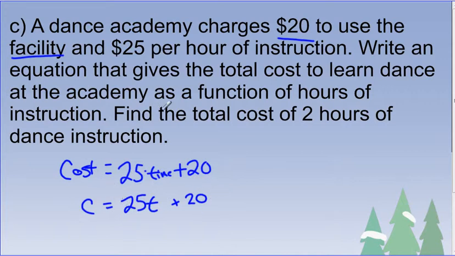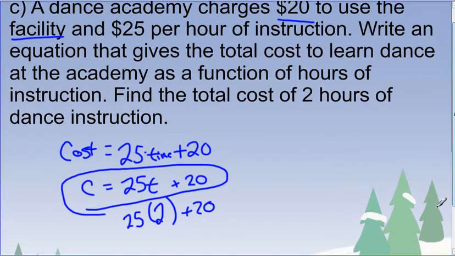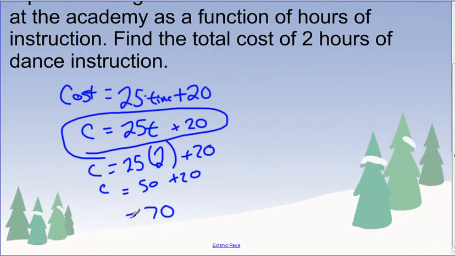The second part says find the total cost if you go with 2 hours of dance instruction. So 2 is our time. Okay, so let me just circle this. So that's answer number 1. And let's see. We're going to take 25 times 2 is 50. And the 50 plus the 20 gives us 70. So for $70, you can get your 2 hours of dance instruction.